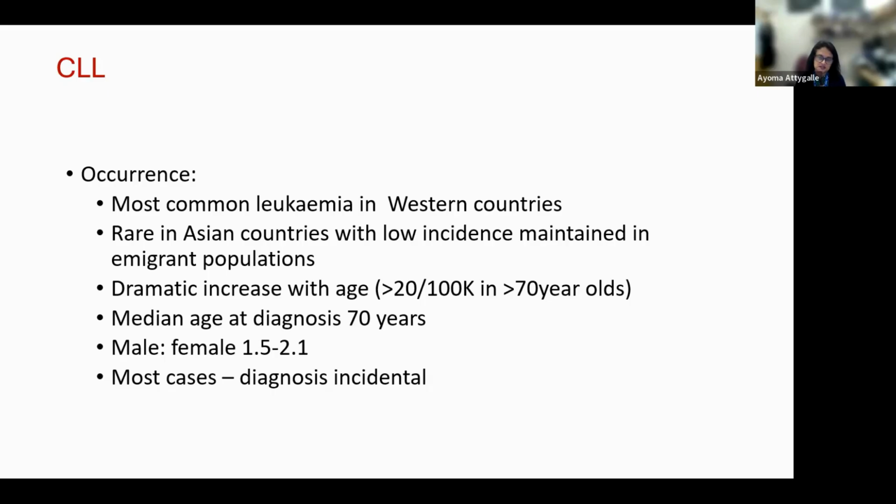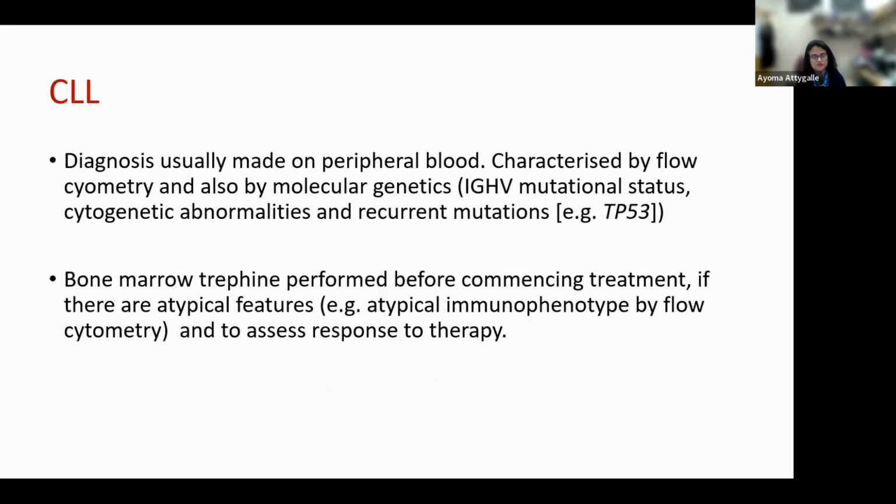There's a dramatic increase in the over 70s, and the median diagnosis is around that age, with a slight male predominance. In most cases, the diagnosis is actually incidental. The diagnosis is usually made on peripheral blood. It's characterized also by flow cytometry, and they do molecular genetics also on the blood.